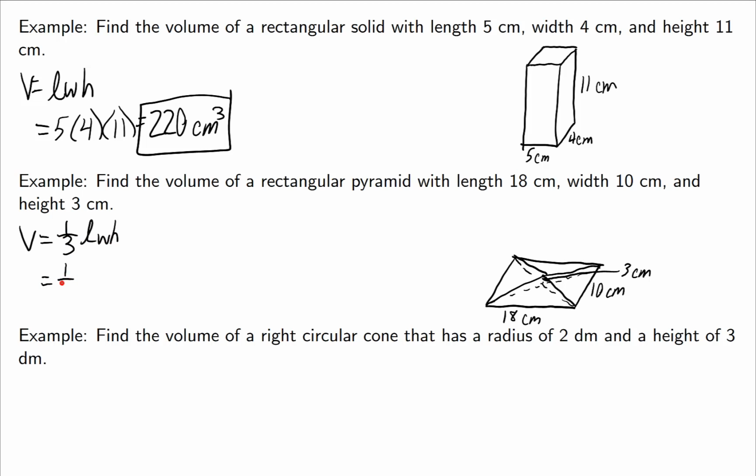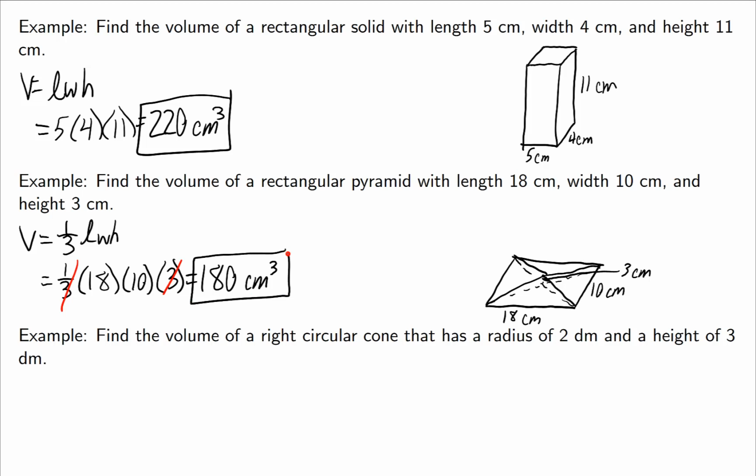So let's plug in what we have. We have a 1/3, the length is 18, the width is 10, and the height is 3. I see a little numerical shortcut, so it definitely won't hurt to show it to you. The 1/3 and the 3 cancel out. So I have 180, and again we have centimeters cubed.